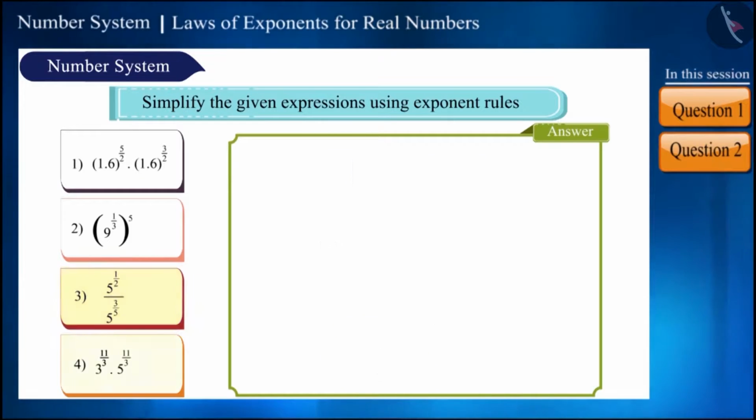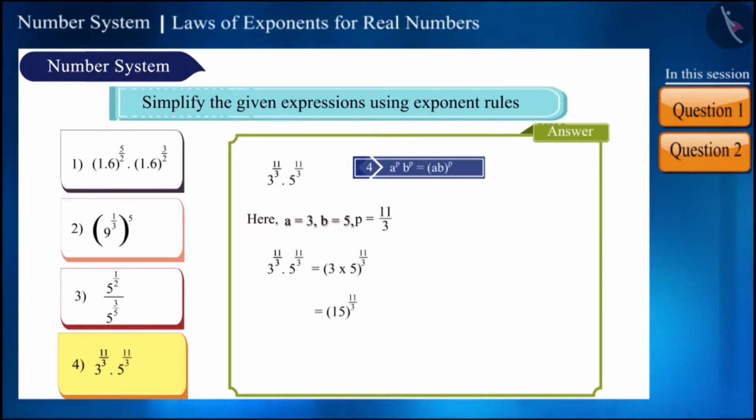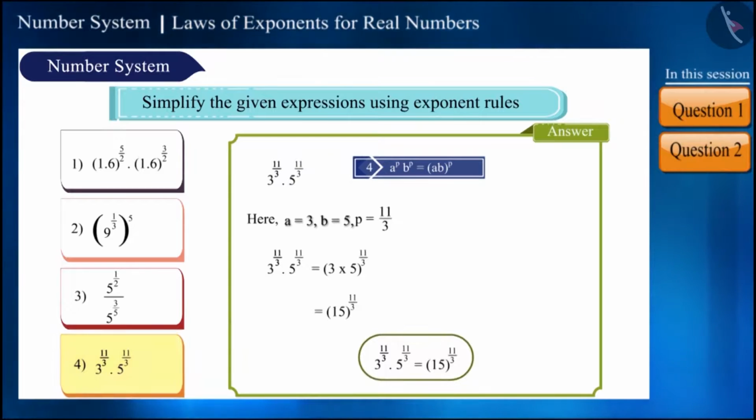Now look at the last number. Here the base is different and the exponents are the same. Here we will use the rule of exponents. Here a equals to 3, b equals to 5 and p is equal to 11 by 3. We get 3 multiplied by 5 raised to the power 11 by 3. We can also write it as 15 raised to the power 11 by 3 like this.